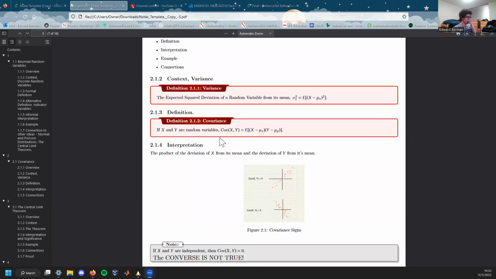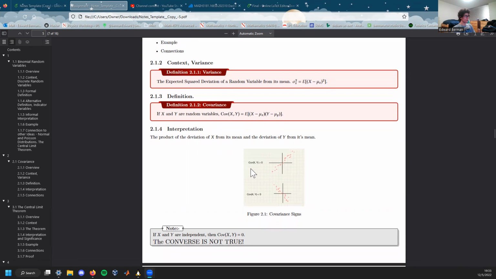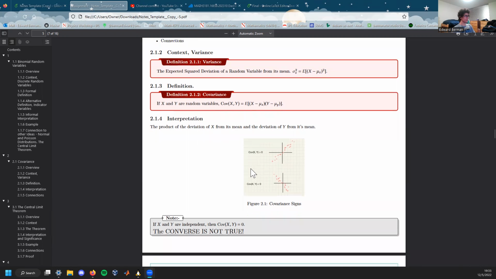If x and y are random variables, then the covariance of x and y is equal to the expected value of (x minus mu x) times (y minus mu y). And hopefully my tone indicates that covariance is some sort of generalization of the variance. So how should we interpret what this covariance means?